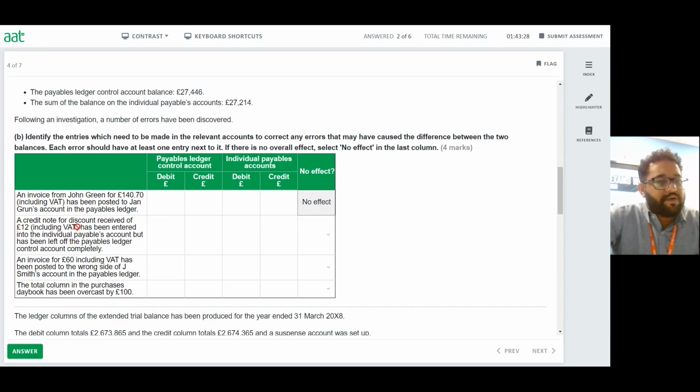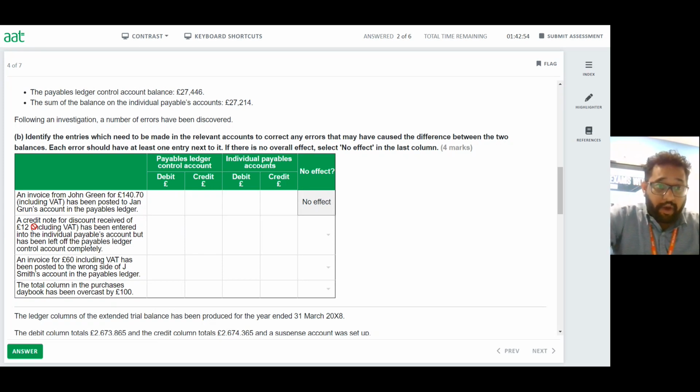A credit note for discount received of £12, including VAT, which goes into the books as including VAT anyway, because we have to pay the suppliers the VAT as well. Or when you're getting a credit note, that also will come back with the VAT for us. So it has been entered into the individual payables account, but has been left out of the payables ledger control account completely. So here there are no changes whatsoever, but we have to find a way to enter it in either a debit or a credit balance.